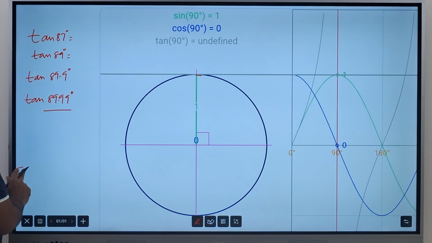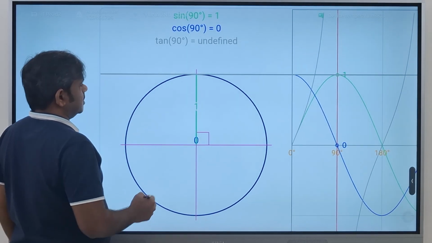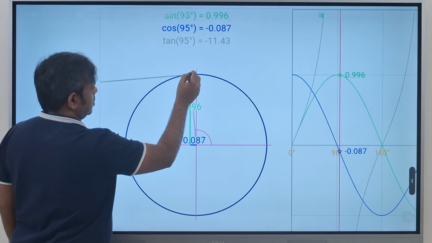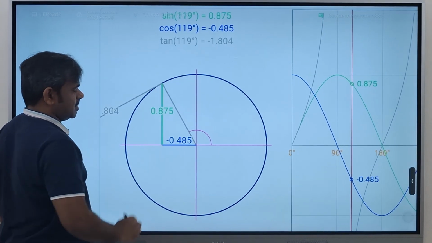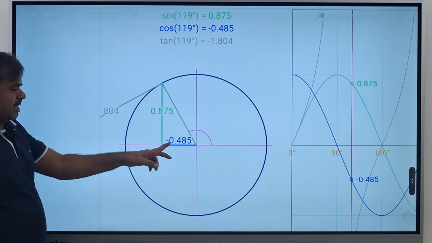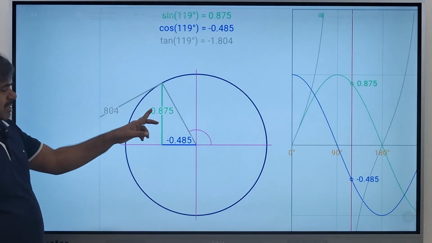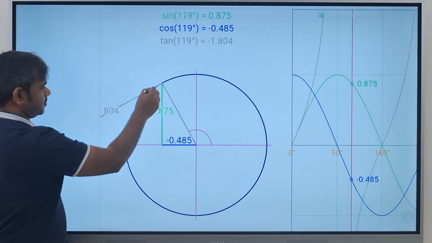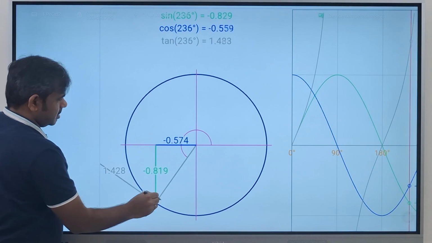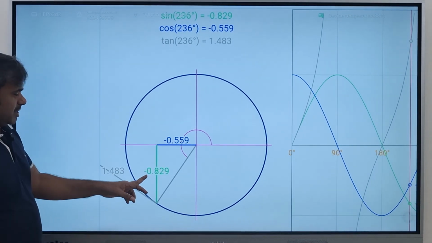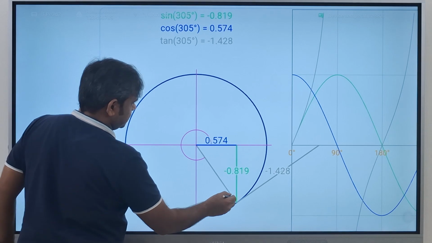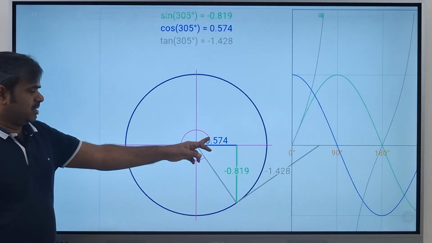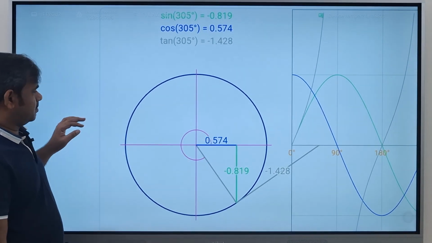So as theta changes, look from this interactive circle how y and x are changing. In the second quadrant, x is negative, y is positive. In the third quadrant, x is negative, y is also negative. In the fourth quadrant, x is positive, but y is negative.